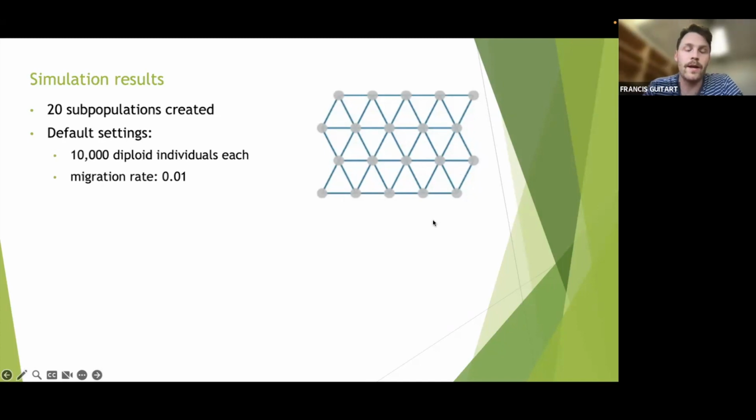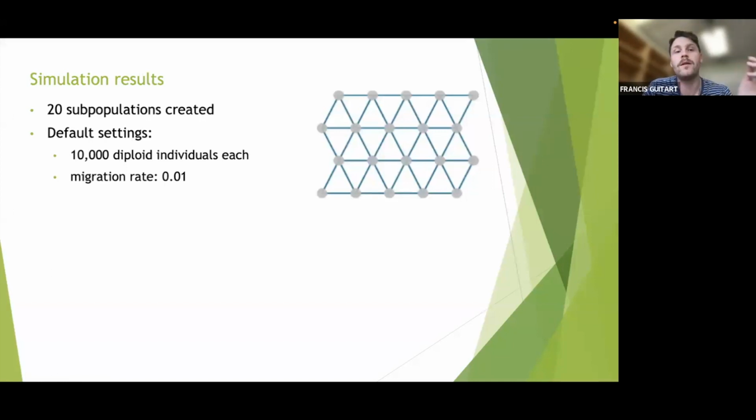They created this simulated world of 20 subpopulations where each subpopulation has as a baseline 10,000 diploid individuals and a migration rate between neighboring subpopulations of 0.01. So one person migrating between regions on average.